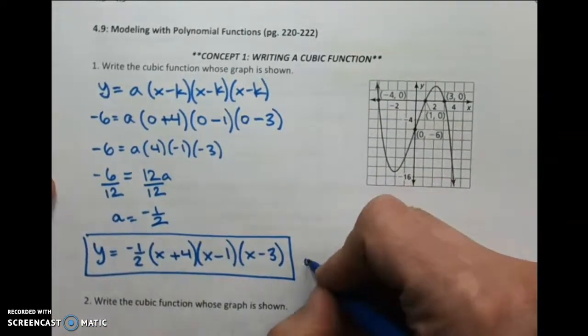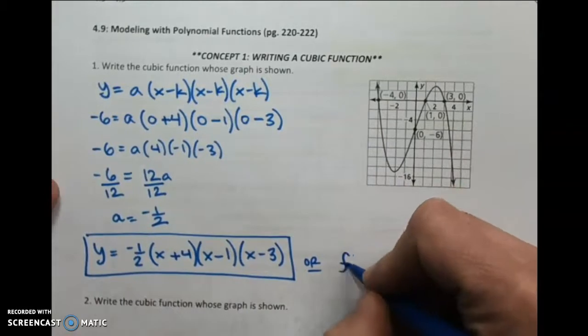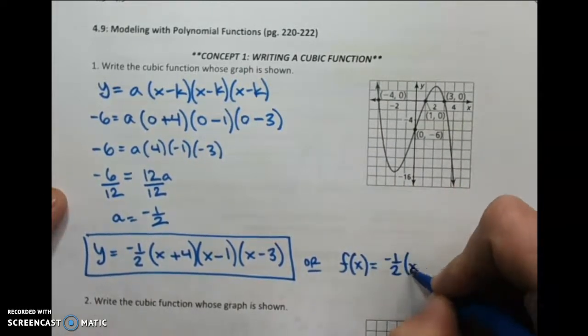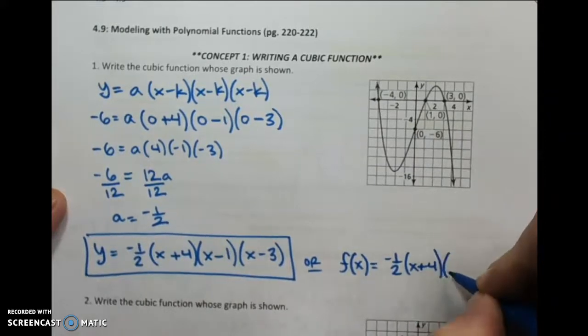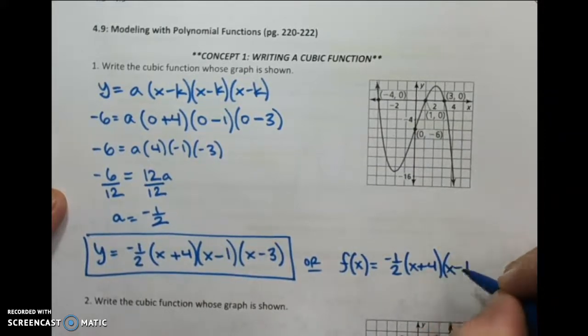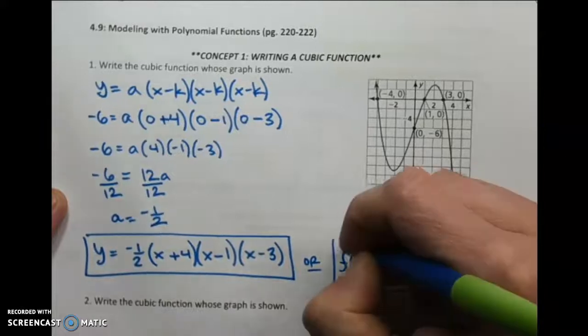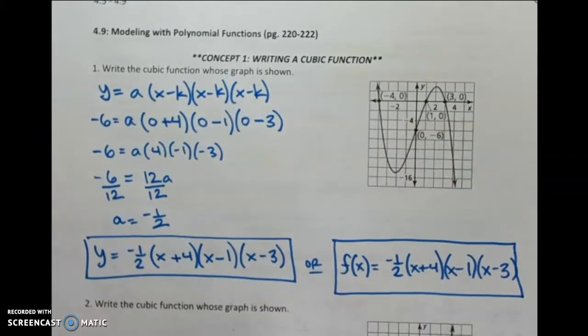Although I kind of like this one better. F of x equals -1/2 times the quantity of x plus 4 times the quantity of x minus 1 times the quantity of x minus 3. I just like the f of x better than the y. Doesn't really matter, I don't think. They're both good answers. They're both the right answer. I just kind of prefer this myself.